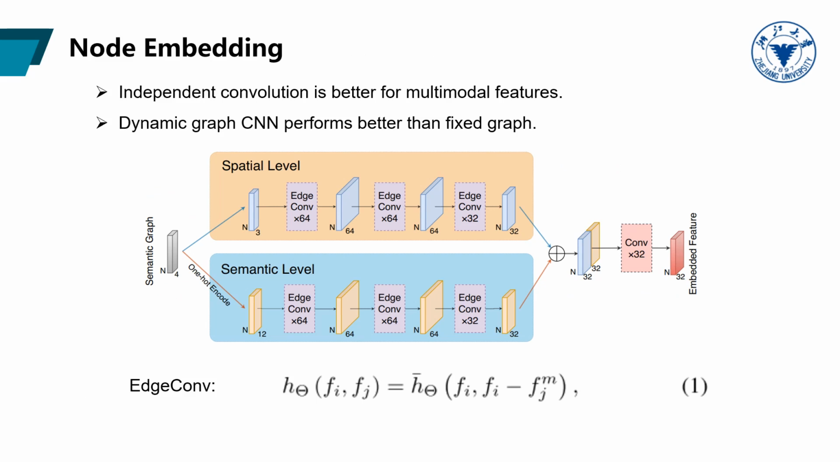In node embedding, we adopt EdgeConv from DGCNN to capture local geometric information, while guaranteeing permutation invariance. The graph edges are dynamically updated by KNN in feature space, instead of fixed. As independent convolution is more efficient for multimodal features, we perform feature aggregation separately on spatial and semantic level, and concatenate the output features together as the final embedding of each node.